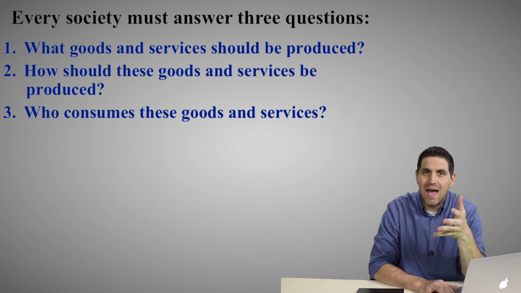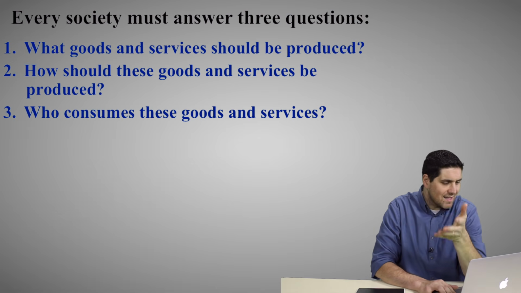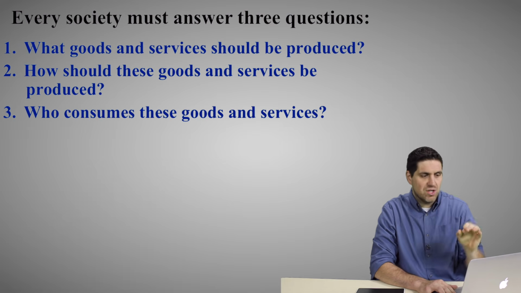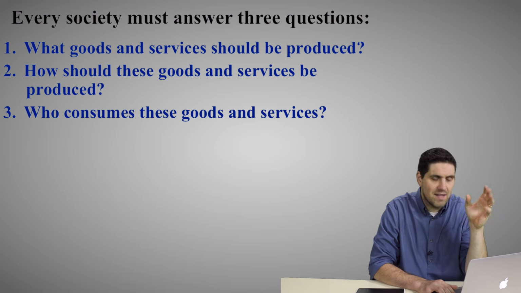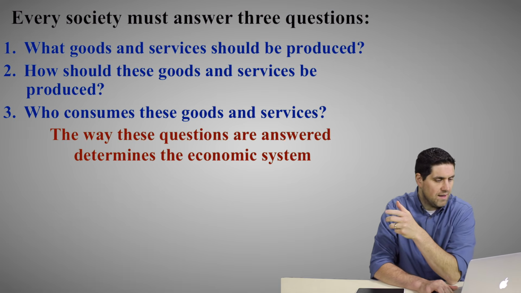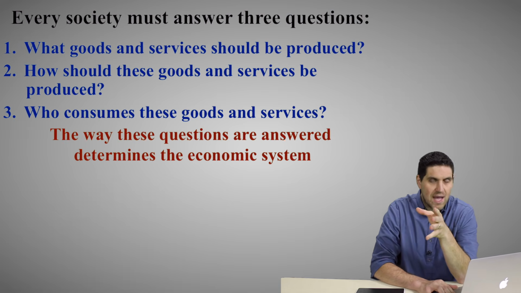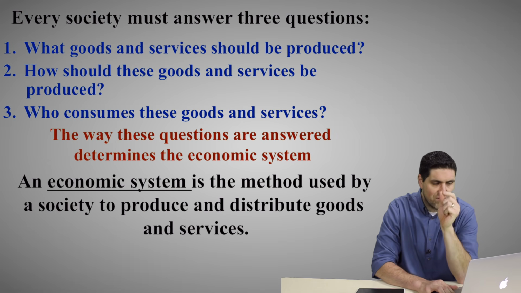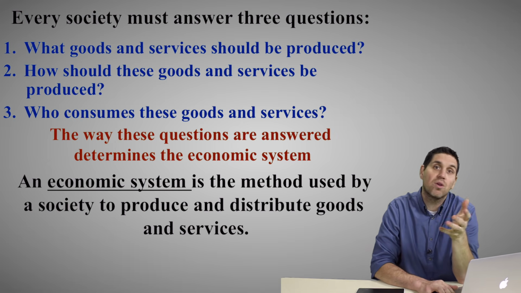So how do you figure out how to run society? Well, basically, if you answer these questions and the government decides, that's one way to run your society. And there's another way, where individuals decide. So the way these questions are answered determines your economic system. It's the method society uses to produce and distribute goods and services.